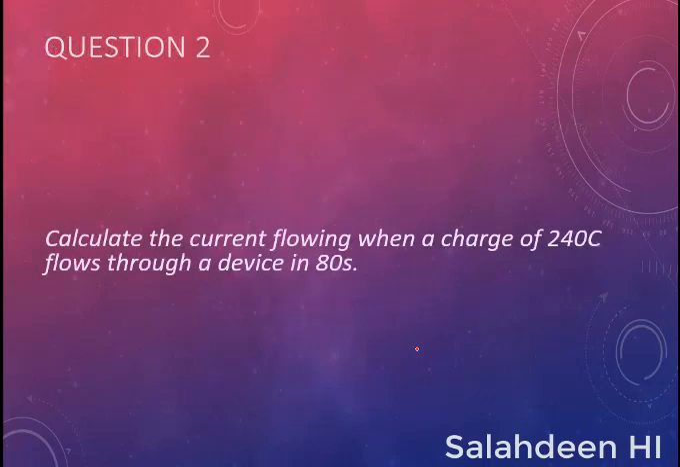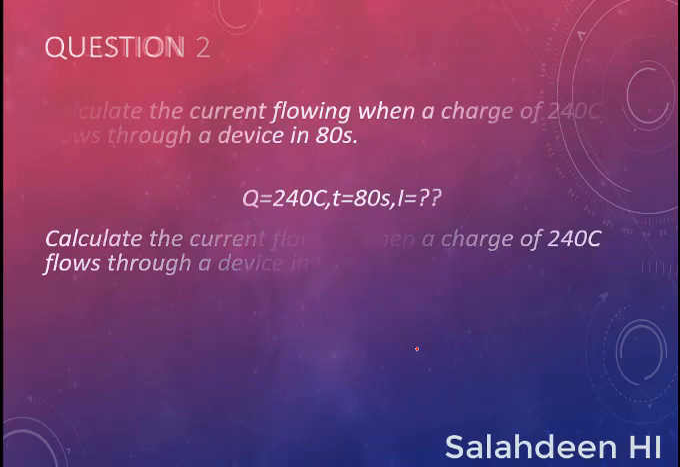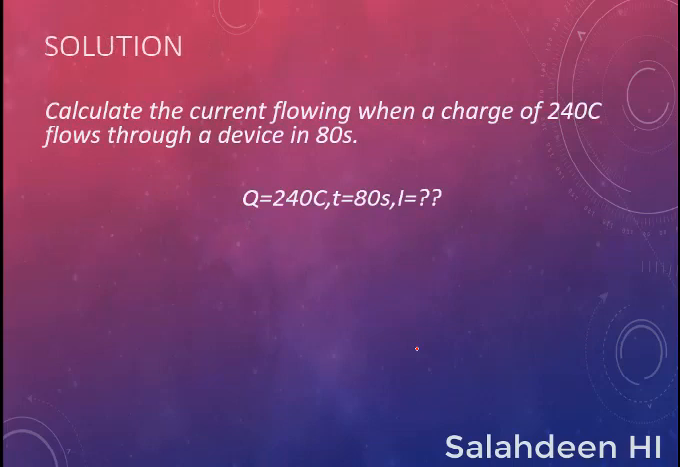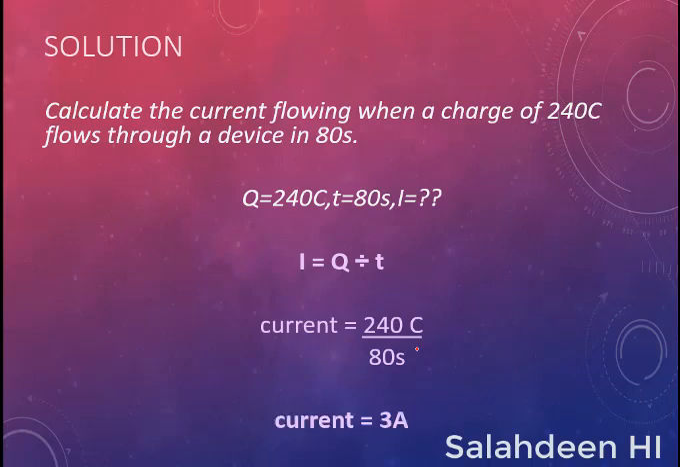Now, another question. Calculate the current flow when a charge of 240 coulombs flows through a device in 80 seconds. Here we have the solution. Our Q, that is the charge, is 240 coulombs. T is 80 seconds and our I is unknown, that is the current. So we now use the formula current equals Q divided by T. Our current now equals 240 coulombs divided by 80 seconds. And the final answer is 3 amperes.